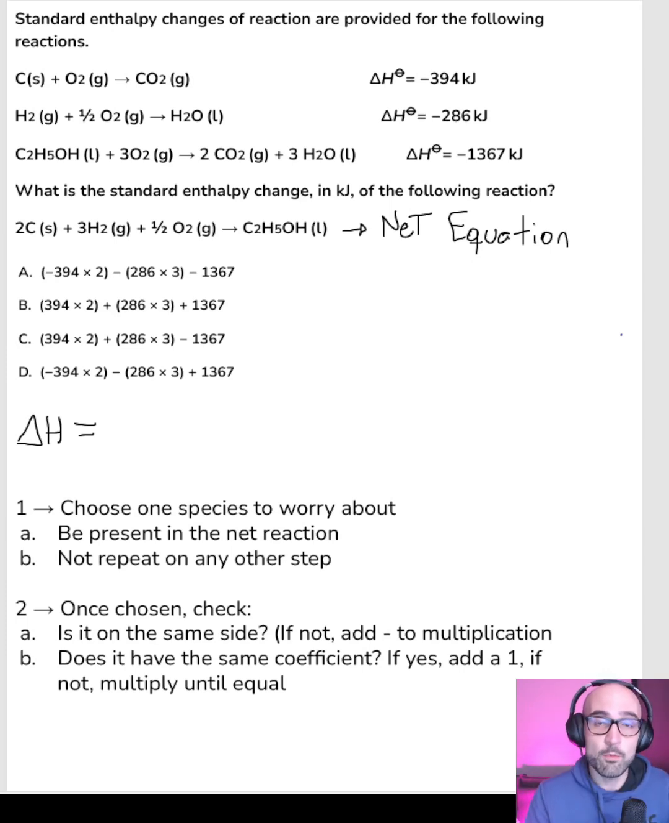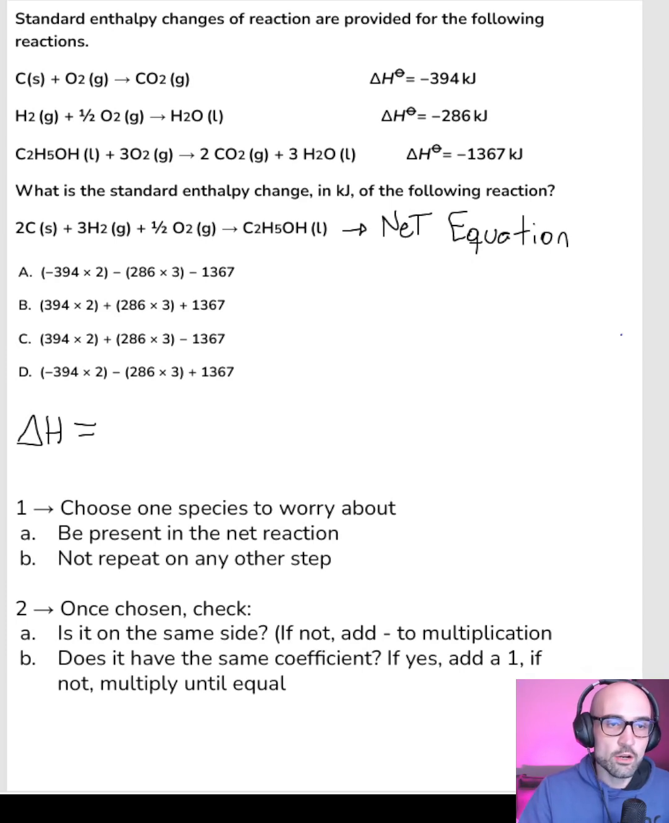So here's a really simple method for you to calculate algebraically the right expression for the delta H of the net equation, okay? So first of all, we're going to pick only one species, right? One molecule, one compound, one element per step to worry about. And here are the criteria, okay? First criteria, it has to be present in the net reaction. So whatever species we pick has to be present in the net reaction. And also, preferably, it does not repeat on any other step, okay?